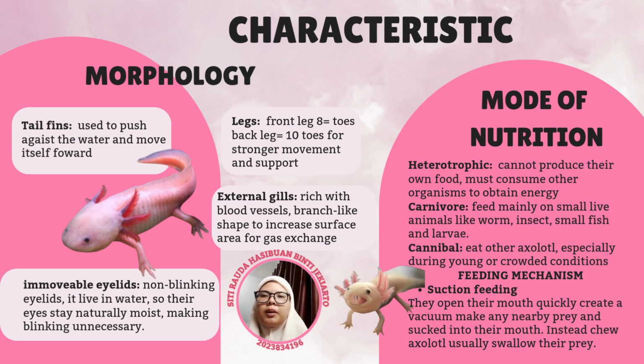Next, let's talk about how axolotl eat. Axolotl are heterotrophic, meaning they cannot make their own food and they must eat other animals to get energy. They are carnivores. Their diet includes small live animals like worms, insects, and small fish. They can be cannibals. In some situations, like in a crowded tank of axolotl, they might eat each other. Axolotl use a method called suction feeding. When they open their mouth quickly, they create a vacuum that pulls in nearby prey. Instead of chewing, they swallow their prey whole.